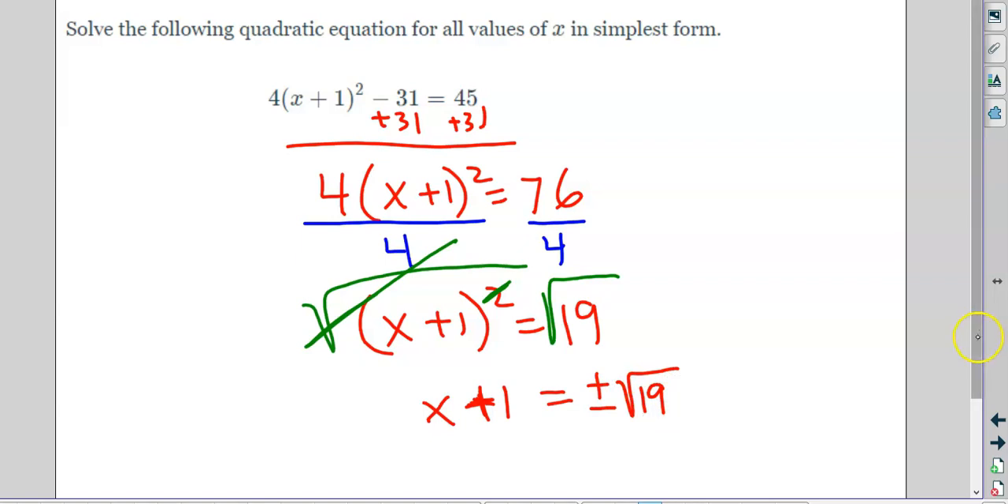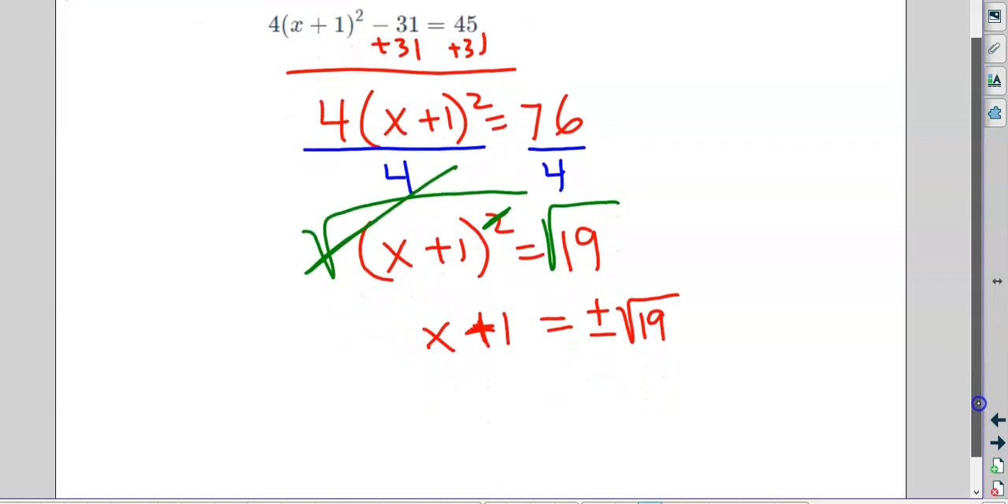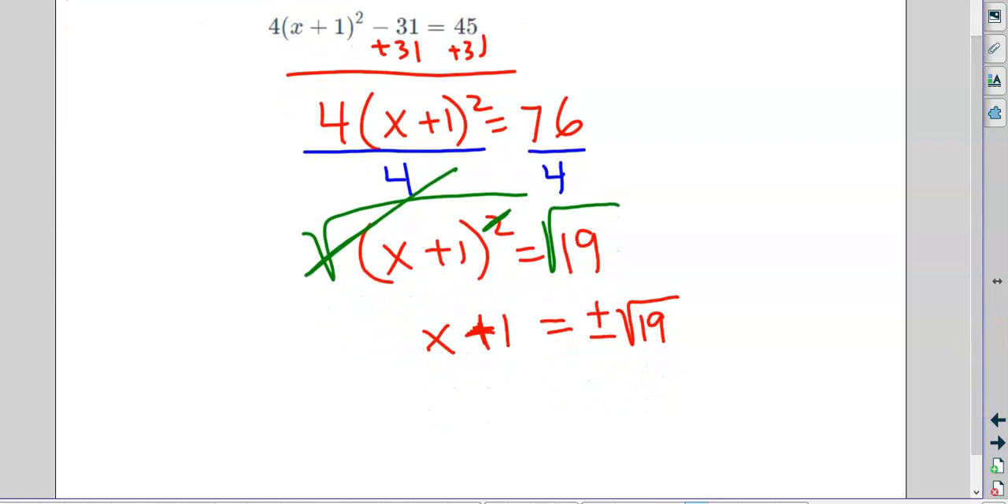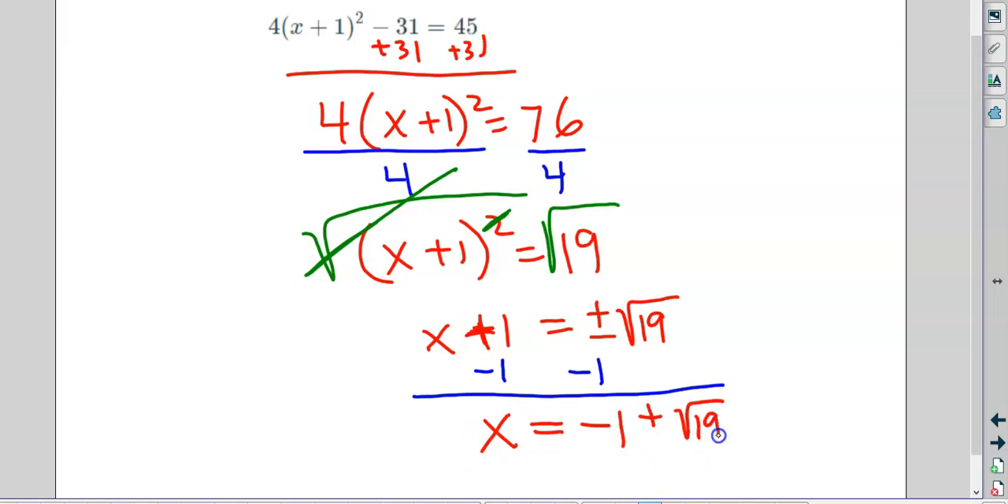x plus 1 is equal to the square root of plus or minus 19. And now what I'm going to do is take this 1 from the left side and bring it over to the right side, but I'm not actually going to do any math. I'm just going to write those numbers side by side. So watch what I get here. I get negative 1 plus the square root of 19 or negative 1 minus the square root of 19. And that is how I'm going to write my answer.